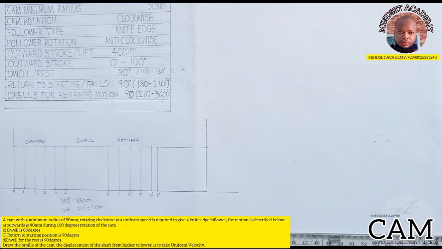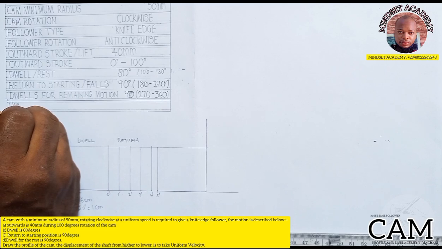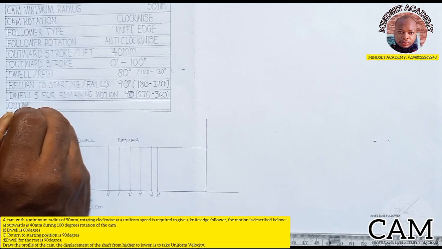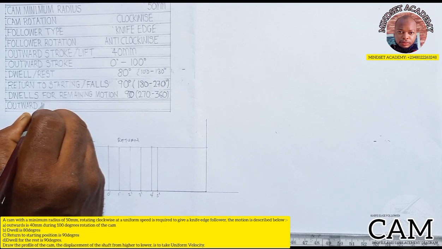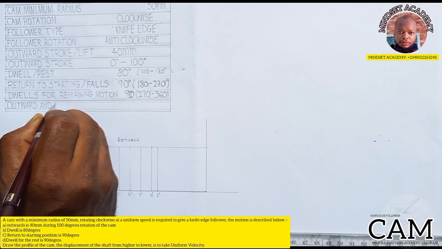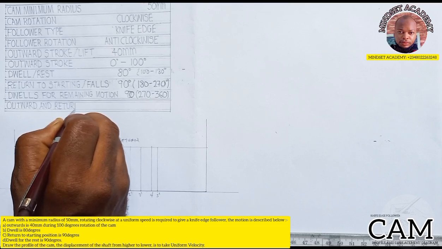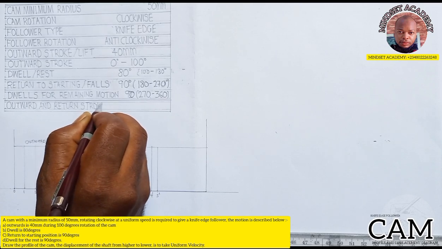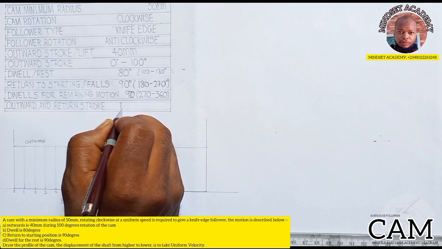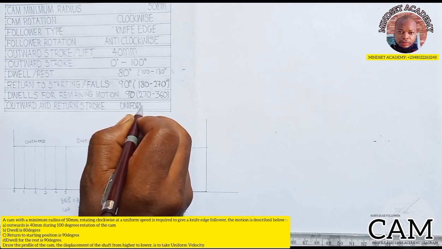Now, since we are told it is uniform velocity, I'll put it here that according to the question, the outward and return stroke is what? Uniform velocity.